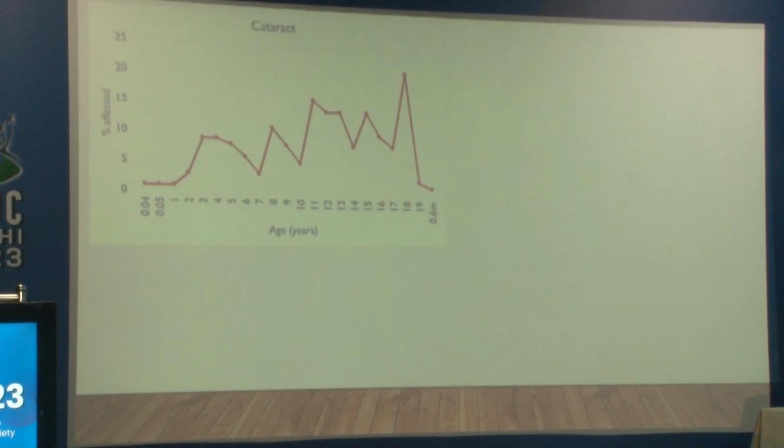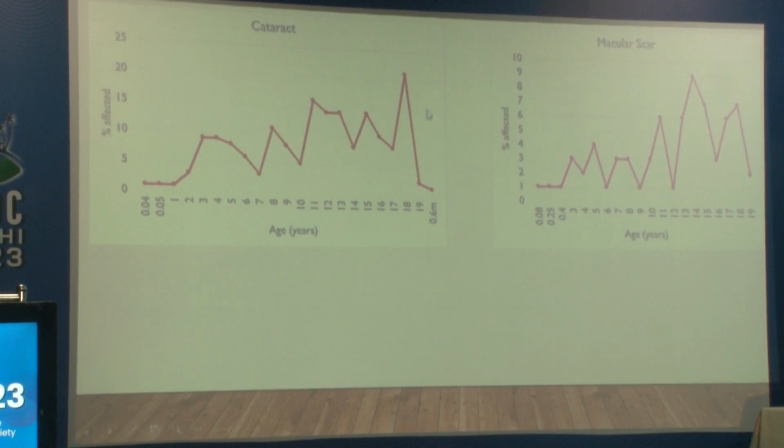And these are the complications: cataract and macular scar, the anterior and the posterior segment complications. As we have seen, as age increases, the complications increase with age, and posterior segment scarring also increases with age.